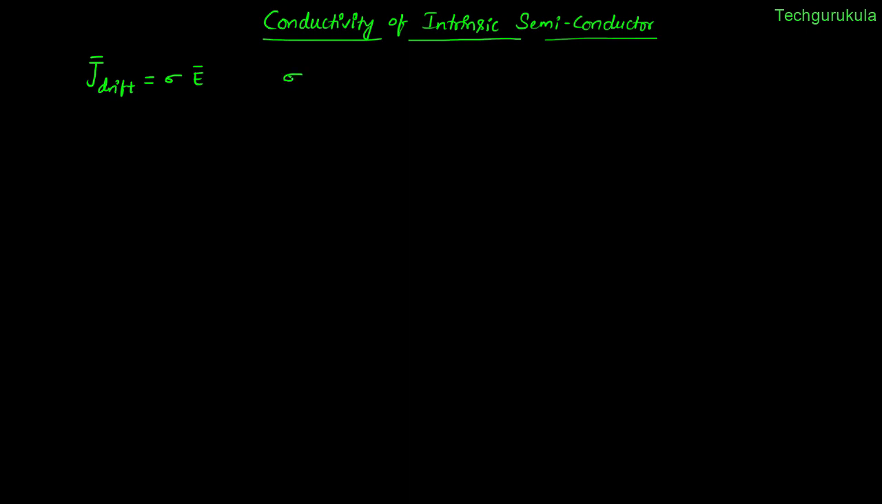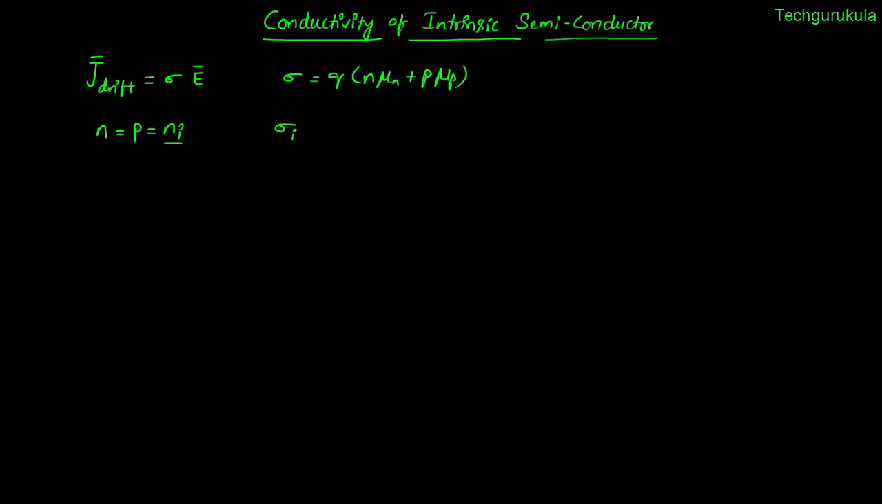So, sigma is given by q times (n mu n plus p mu p), where q is the electron charge, n is the electron concentration in the conduction band, and p is the hole concentration in the valence band. And mu n is the mobility of electrons, and mu p is the mobility of holes. In intrinsic semiconductor, n is equal to p, which is equal to ni, where we called ni the intrinsic carrier concentration. Now we can represent the sigma for intrinsic semiconductor.